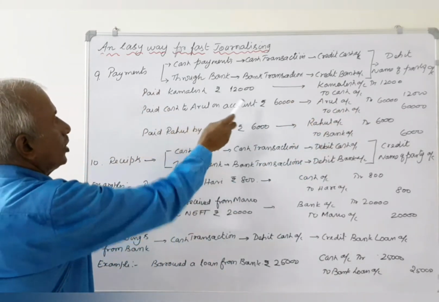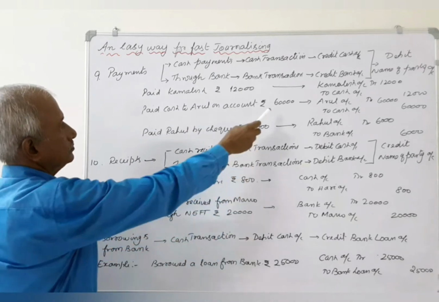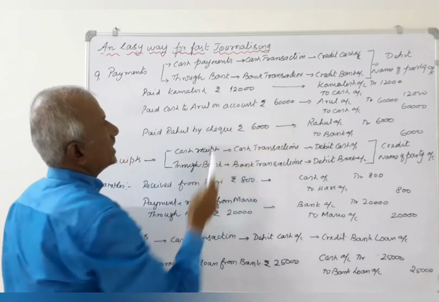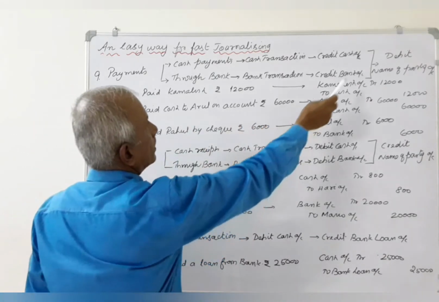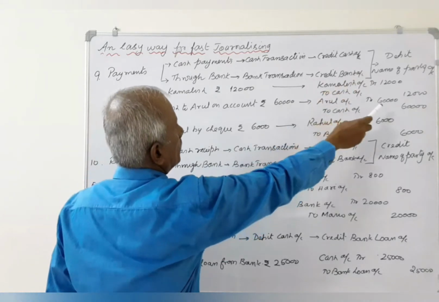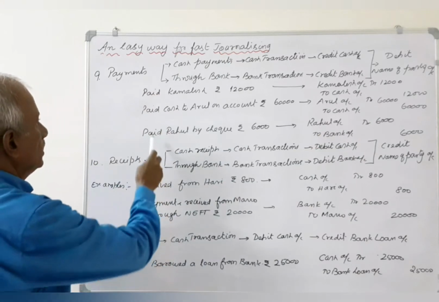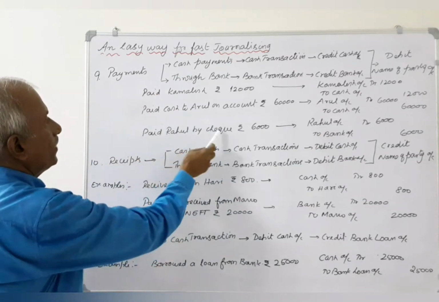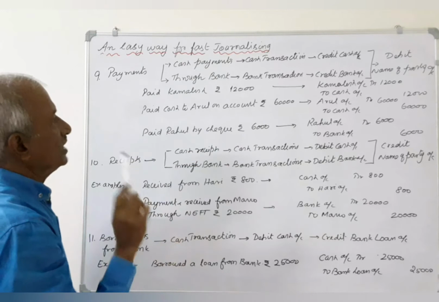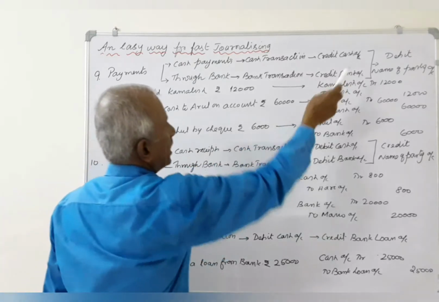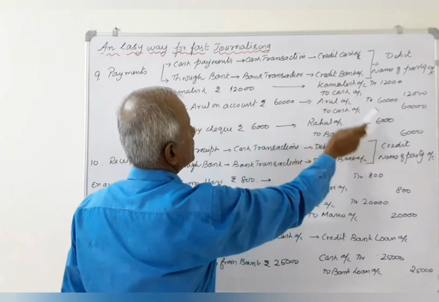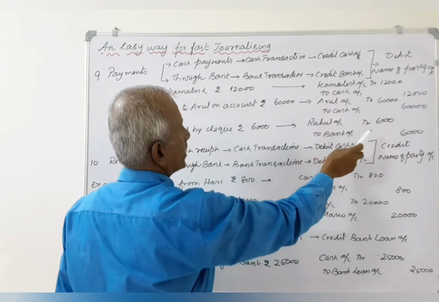Paid cash to Arul on account. This is a cash transaction. Debit name of the party, Arul account debtor 60,000 to cash 60,000. Paid Rahul by check 6,000. This is a bank transaction. Debit name of the party, Rahul account debtor 6,000. Credit bank account, to bank account 6,000.